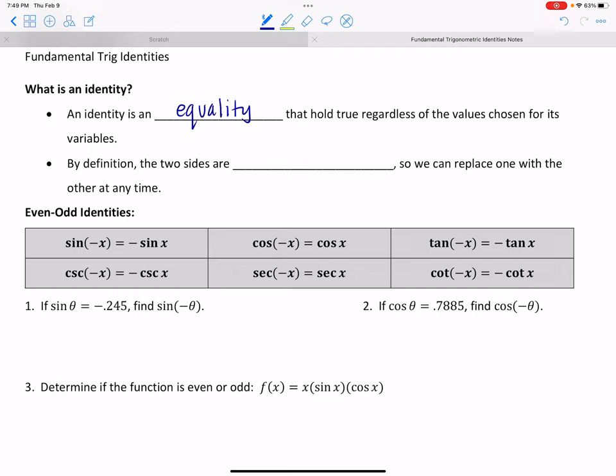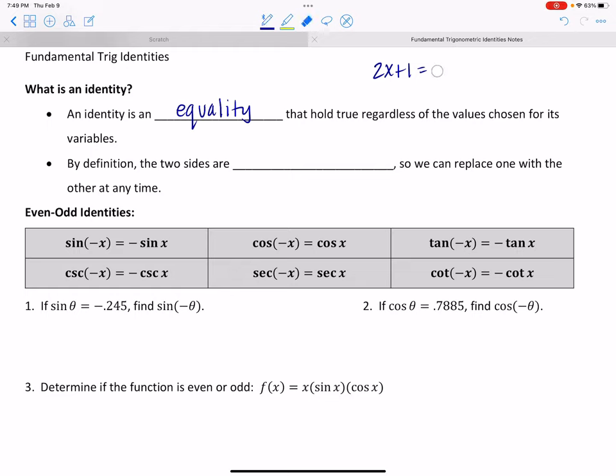It's an equation that holds true regardless of the value of the variable that's chosen. So for instance, if you had an equation like 2x plus 1 equal to 5, that's not an identity, okay? Because there's only one value I can plug in for x that's going to make that equation true. That's the one solution to that equation.